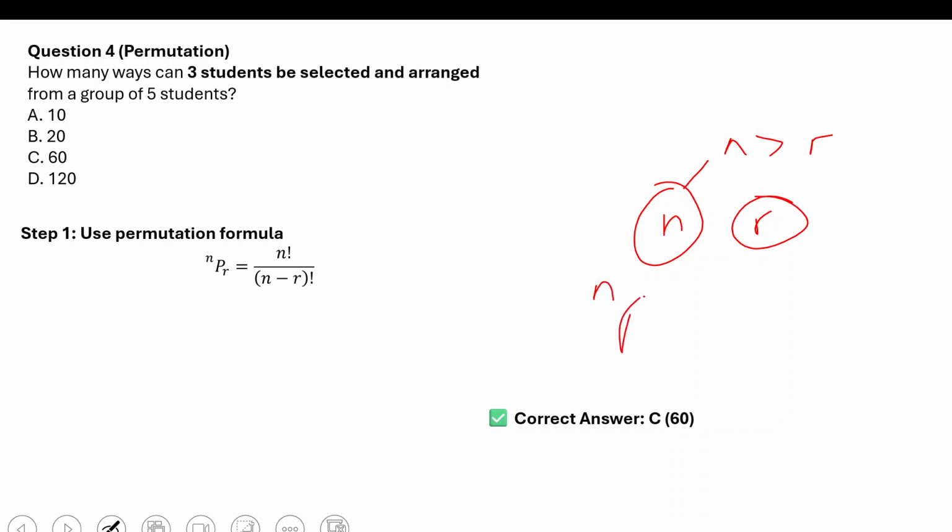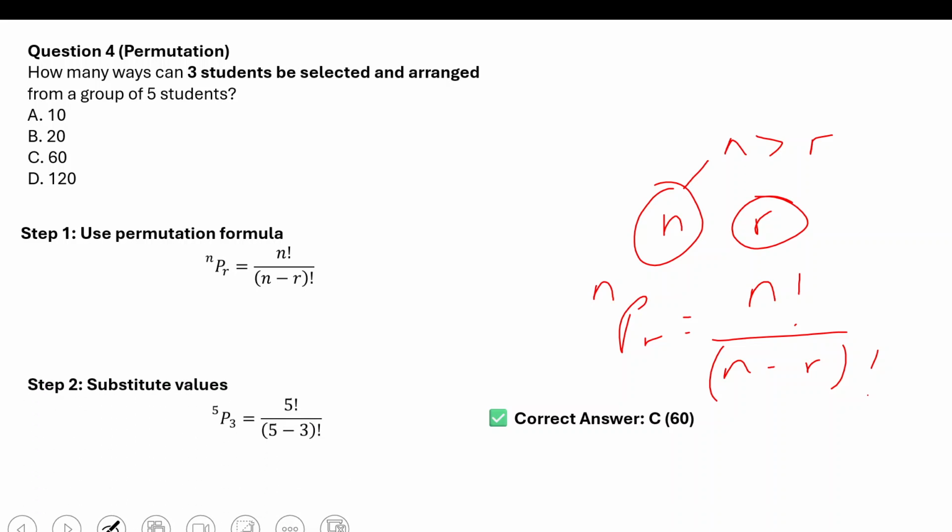So n permutation r is the same thing as saying n factorial all over n minus r factorial. Okay, so n is 5 because 5 is the total number of students, and 3 is the number of students we want to arrange among the 5 students, right? So it is 5 permutation 3, 5 factorial all over 5 minus 3 factorial. So we do 5 factorial divided by 2 factorial.